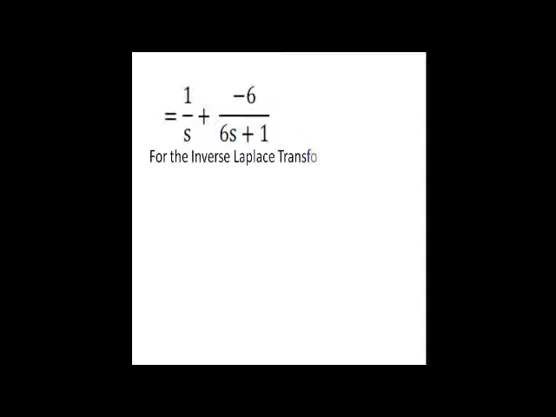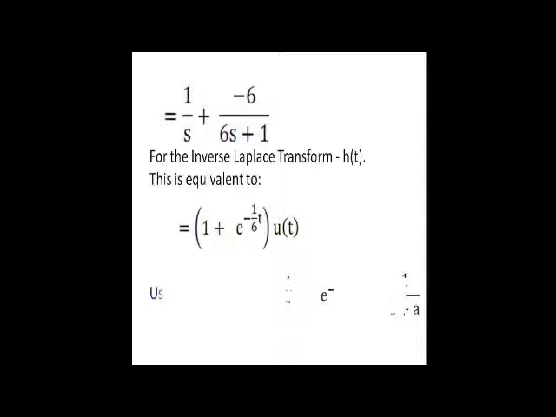For the inverse Laplace transform H of t, this is equivalent to the quantity of 1 plus e raised to negative 1 over 6t, u of t. Using the formula, u of t is equal to 1 over s, and e raised to negative at u of t is equal to 1 over s plus a.